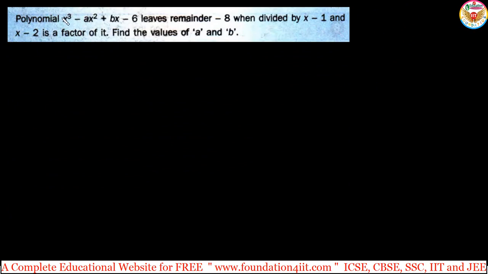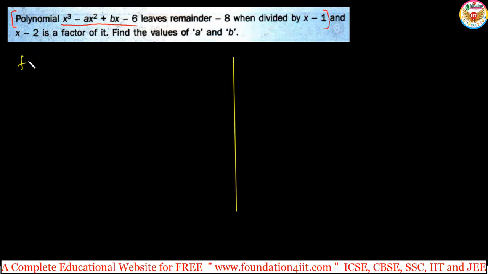Here is the question. Polynomial x cube minus ax square plus bx minus 6 leaves the remainder minus 8 when divided by x minus 1, and x minus 2 is a factor of it. So till here is one line: leaves remainder minus 8 when divided by x minus 1. Right? Let us take two equations.